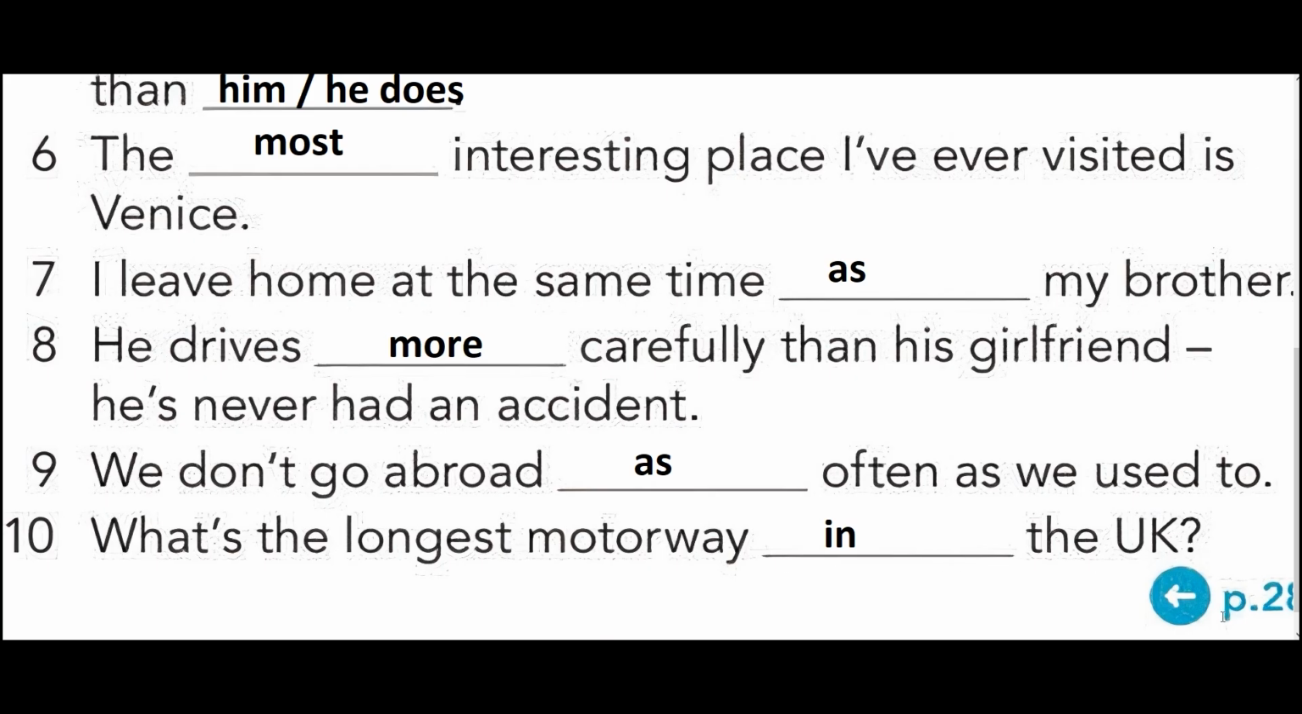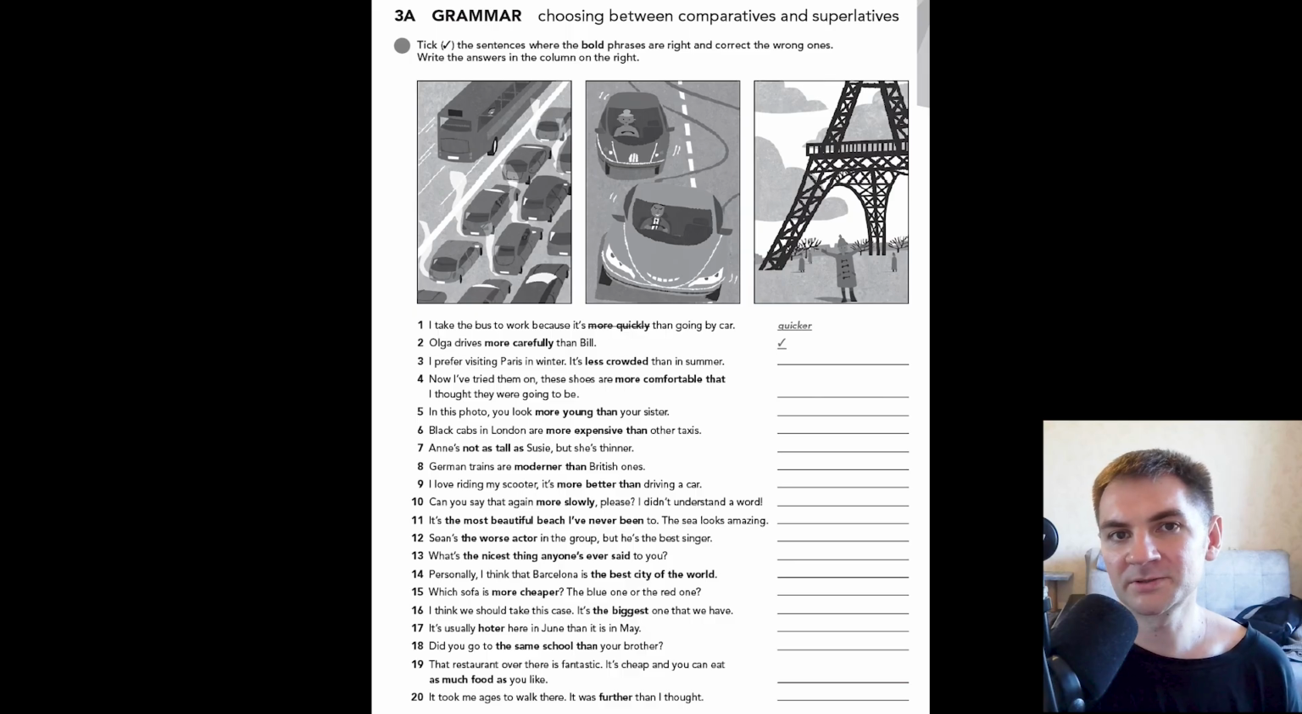Okay, I think we need more exercises. So let's move on to part number 2. More grammar is coming. Tick the sentences where the bold phrases are right and correct the wrong ones. Write the answers in the column on the right. You see, I take the bus to work because it's more quickly than going by car. No, we need an adjective here. It's quicker than going by car.